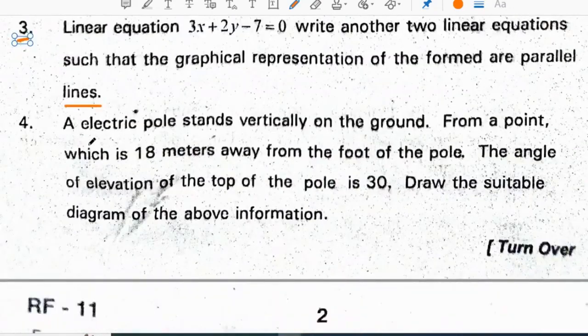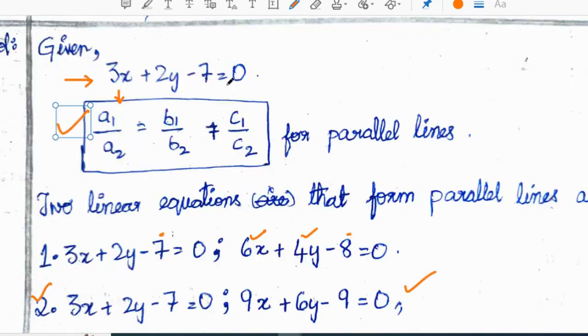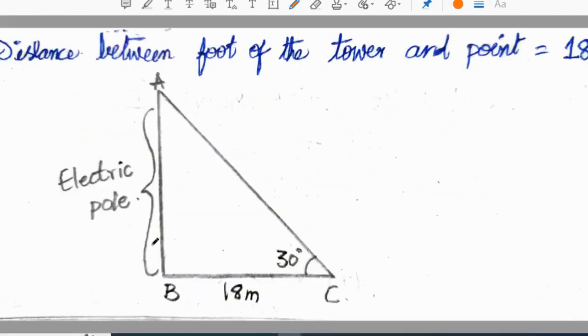Moving on to the fourth question. An electric pole stands vertically on the ground. From a point which is 18 meters away from the foot of the pole, the angle of elevation of the top of the pole is 30 degrees. Draw the suitable diagram for the information. So this is the diagram based on the question.